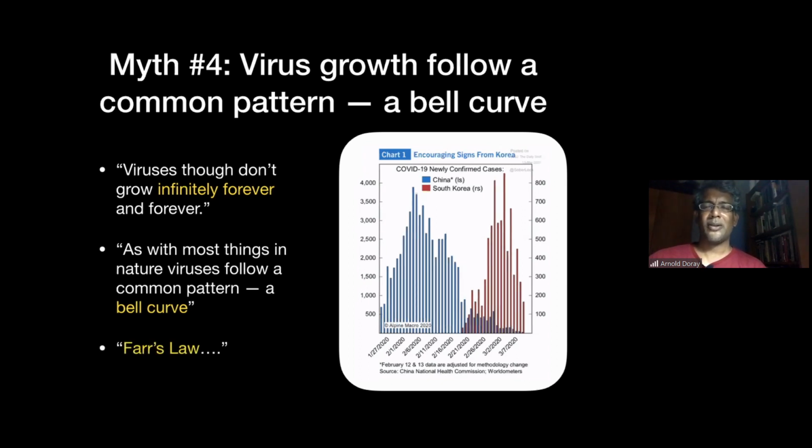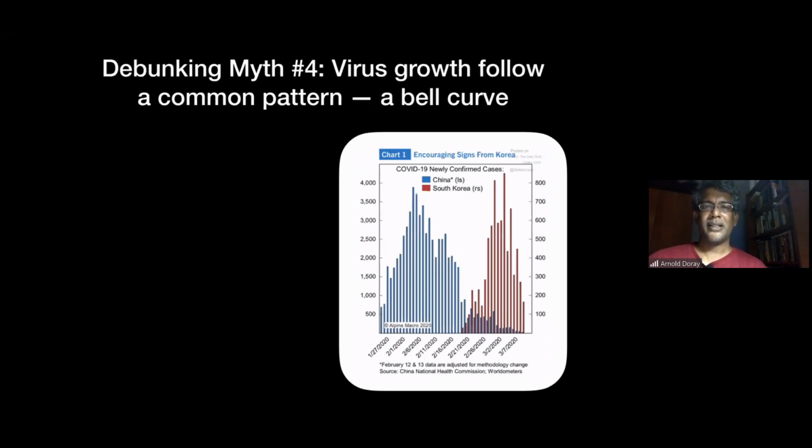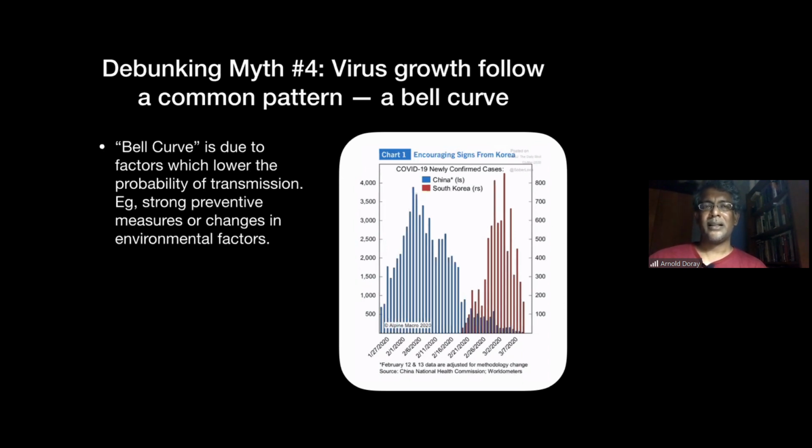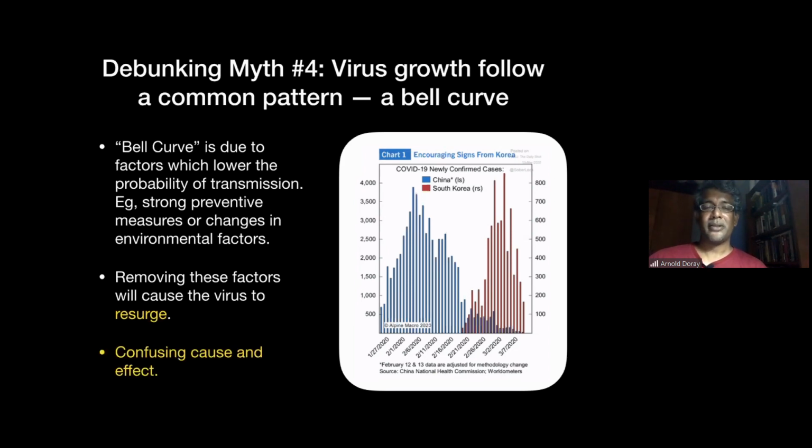And he calls up something called Farr's law. Well, to be honest, this myth is also pretty easy to debunk. The first thing is that the bell curve is most likely due to lowering the probability of transmission through strong preventive measures. Now, removing these factors would likely cause the virus to re-emerge or resurge. And I think in this case, what he's done is to confuse cause and effect. The cause is the preventive measures put in by the various countries like China and South Korea and Iran and so on. So the bell curve is really an effect of that cause.